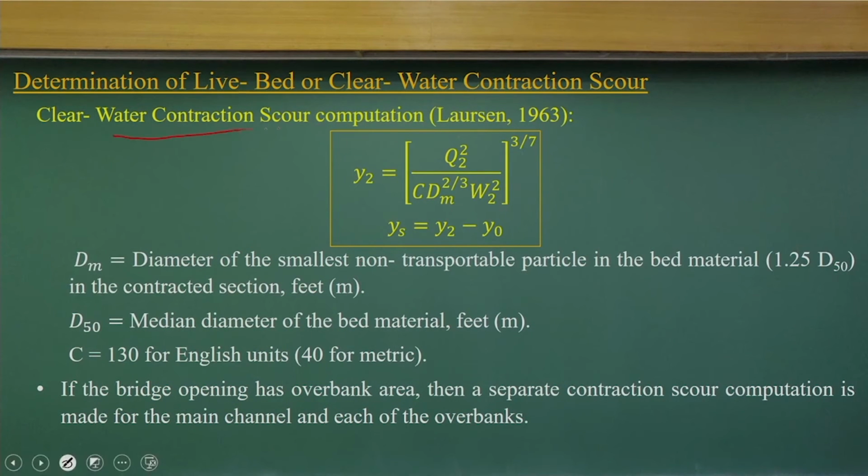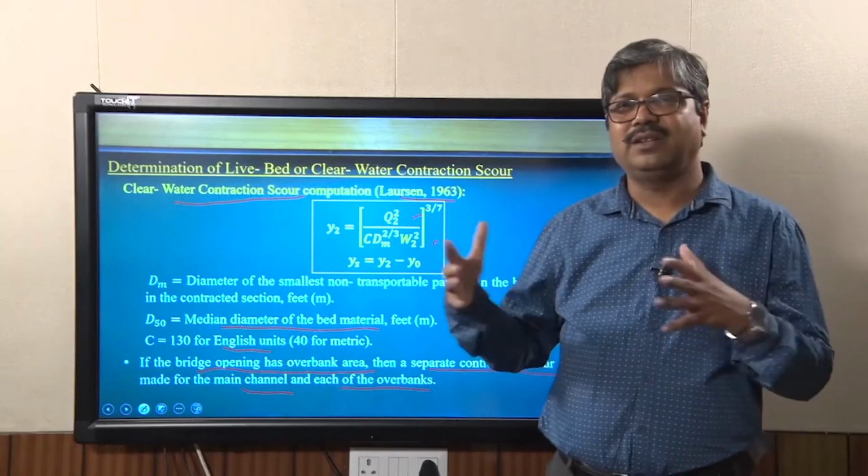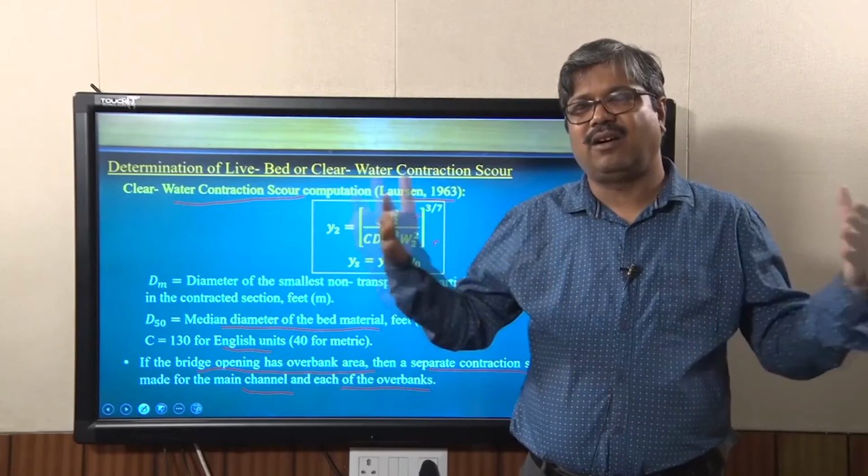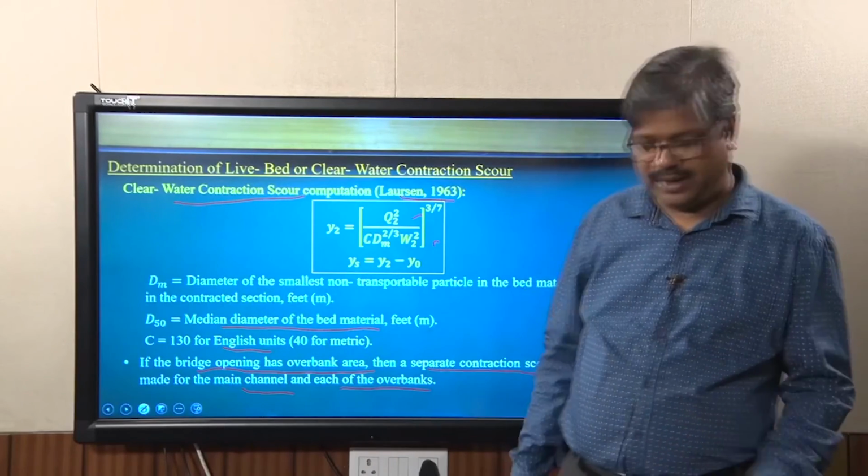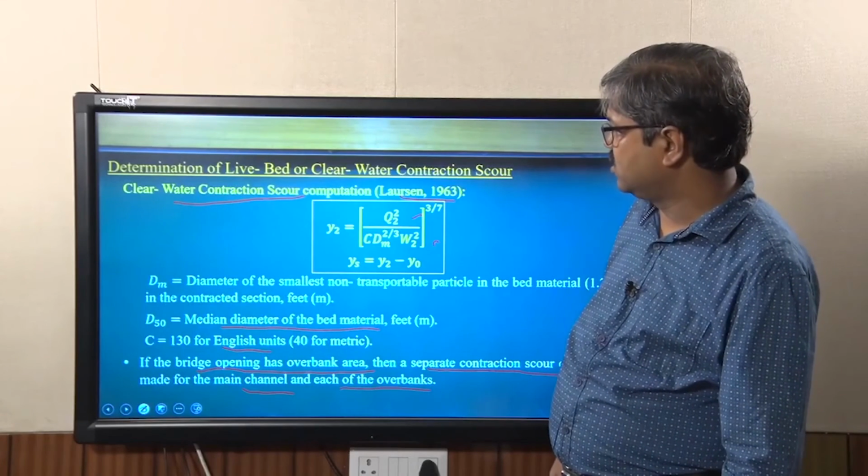When you have clear water contraction scour, which is Laursen in 1963, it gives the scour in terms of the median diameter of the bed materials. C is a constant which is 40 in metric units, and you know the Q values and W2 values. And if a bridge opening has an overbank area, then separate contraction scour is computed for the main channel and each of the overbanks. So you can understand that the abutment can be either in the main channel or in the overbank or floodplain area. That is the understanding we should have.